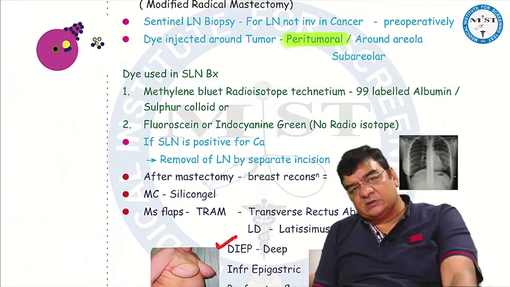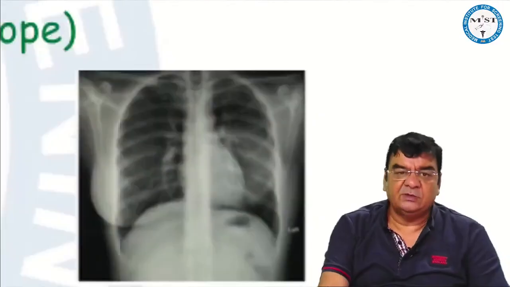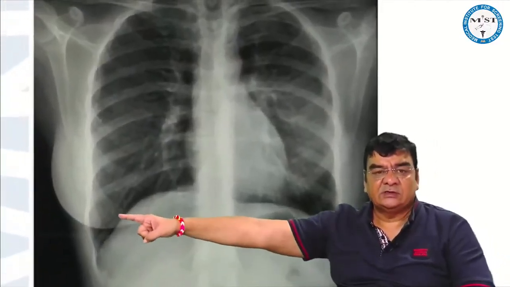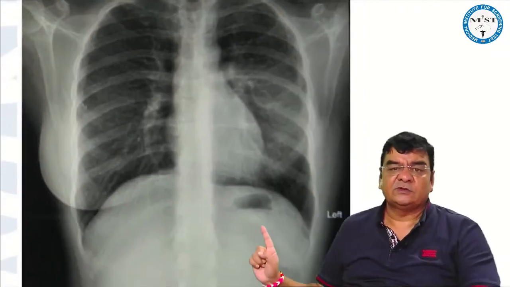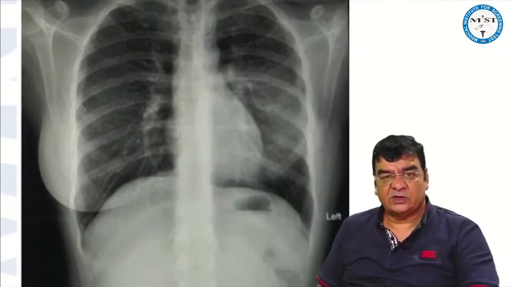Whenever we are doing mastectomy, whether it's simple mastectomy or modified radical mastectomy, like this chest x-ray is showing us that on this side, right side, we are seeing the breast shadow, but left side, we are not seeing the breast shadow. So this is a post-mastectomy x-ray.